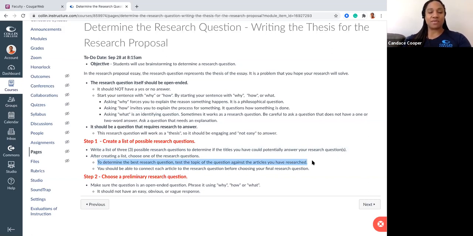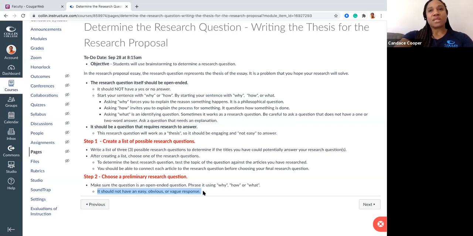So take a quick scan of your topics, which are going to be the titles for each of your articles, to see of the 3 questions you've asked, which titles go along best with those 3 questions, or maybe a particular question. You should be able to connect each article to the research question before choosing a final research question, right? So once you have a winner, then you want to make sure that you phrase that question with why, how, or what. And don't forget that question should not have an easy or obvious or vague response.